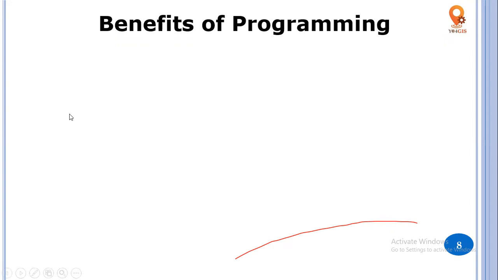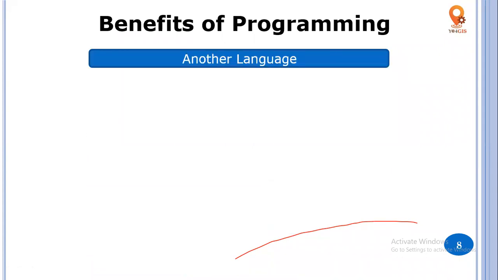Now after that, what are the benefits we have in programming? First thing is, this is another language. Right now we know Hindi, English, Marathi, but using these languages we cannot communicate with a computer. You cannot write a program.